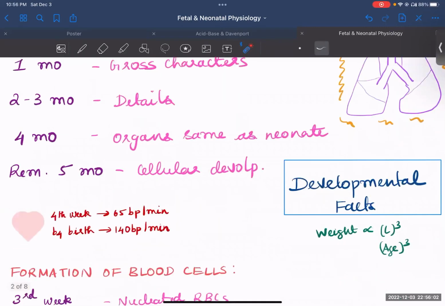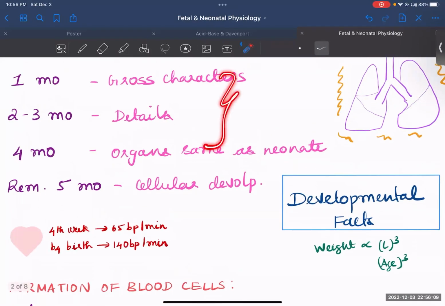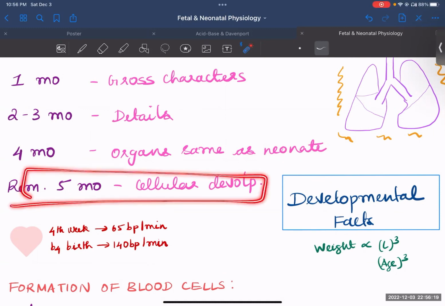And in the remainder of the 5 months, there will be cellular development in all of these organs. See, in months 1 to 4, there will be anatomical development. And after that, to give the specific physiologic function for each organ system, there must be cellular development, right? So that happens in the remainder of the 5 months.